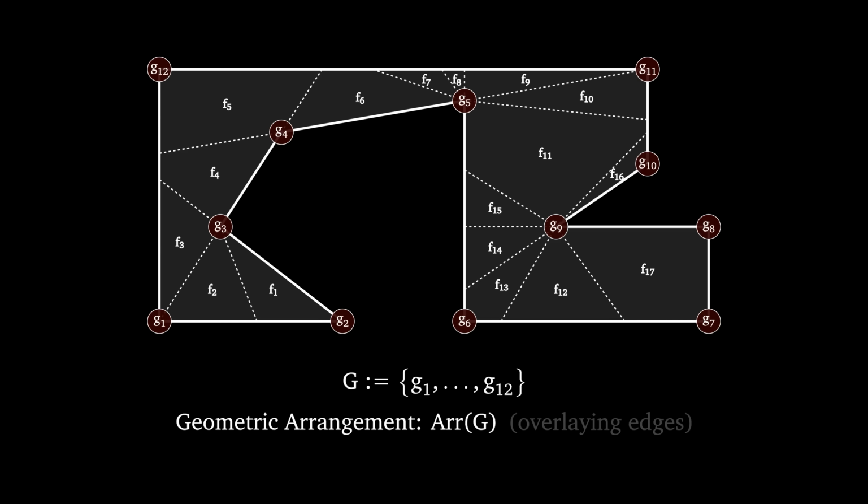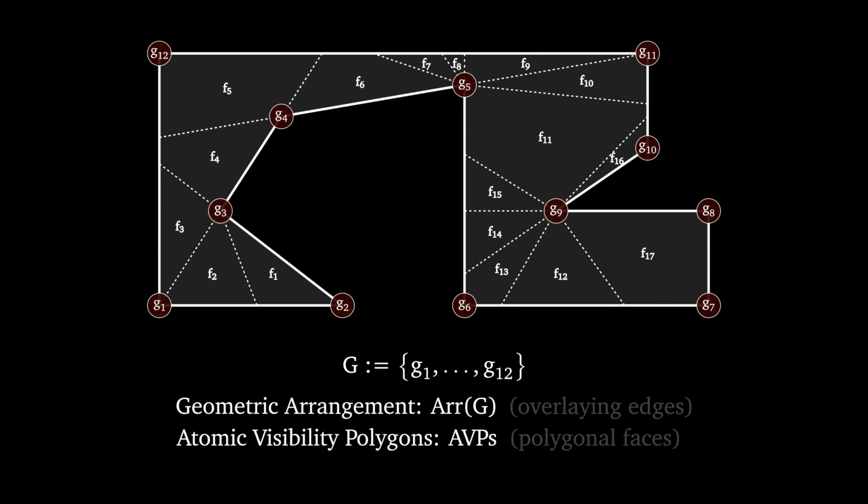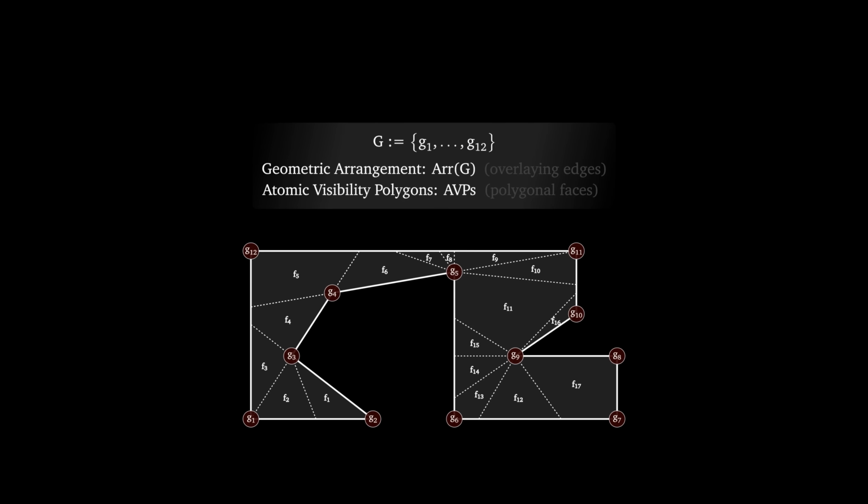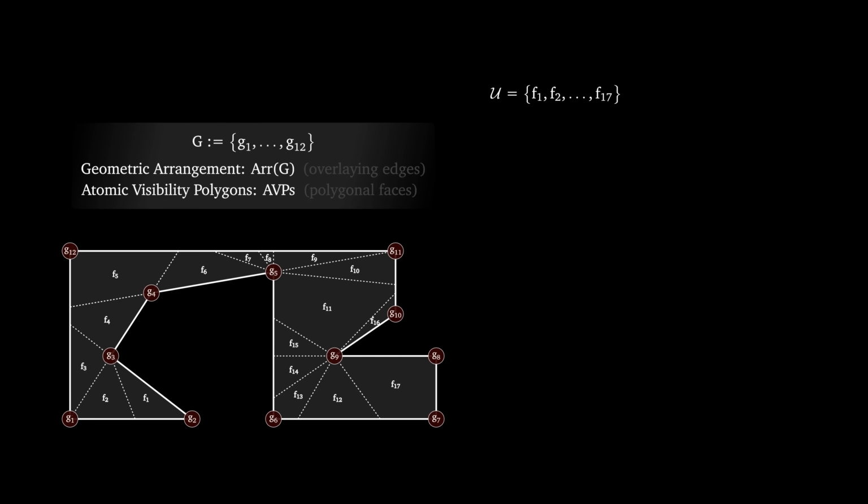These faces define the so-called atomic visibility polygons, AVPs, of the arrangement of G. And although that's a common term in the literature, I will just call them faces here to make things simpler. Maybe you see now the connection to the set cover problem. Remember that our goal is to cover the entire polygon, and the entire polygon consists now of many polygonal faces. Hence our universe is obviously the set of all these faces.